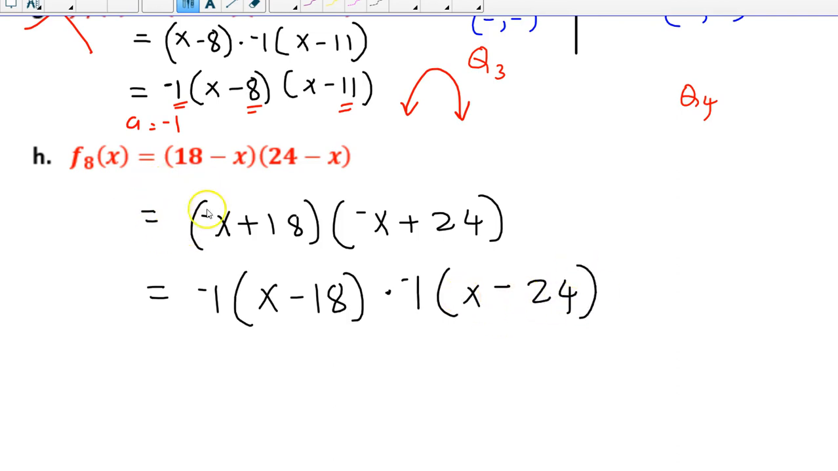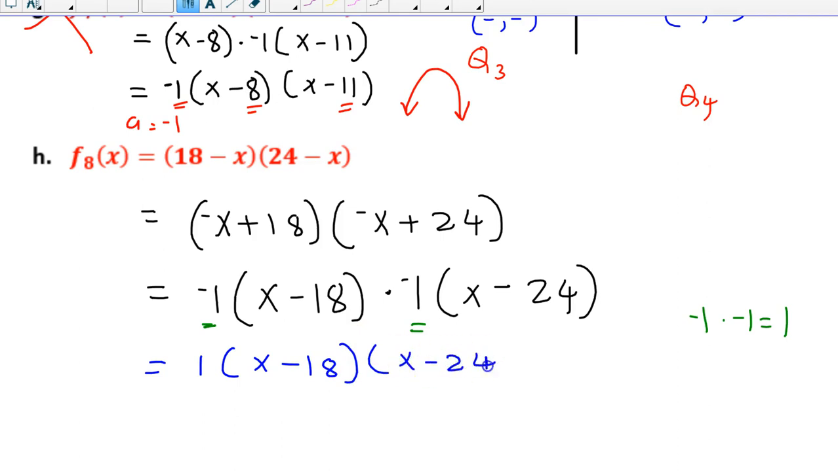Okay. See how it is turned around. 18 minus x became negative 1 times x minus 18. 24 minus x became negative 1 times x minus 24. This and that just switched with a negative sign outside. Then, what is the product of this negative 1 times negative 1? Negative 1 times negative 1 gives you positive 1. Agreed? So, it became positive 1 times x minus 18 times x minus 24.